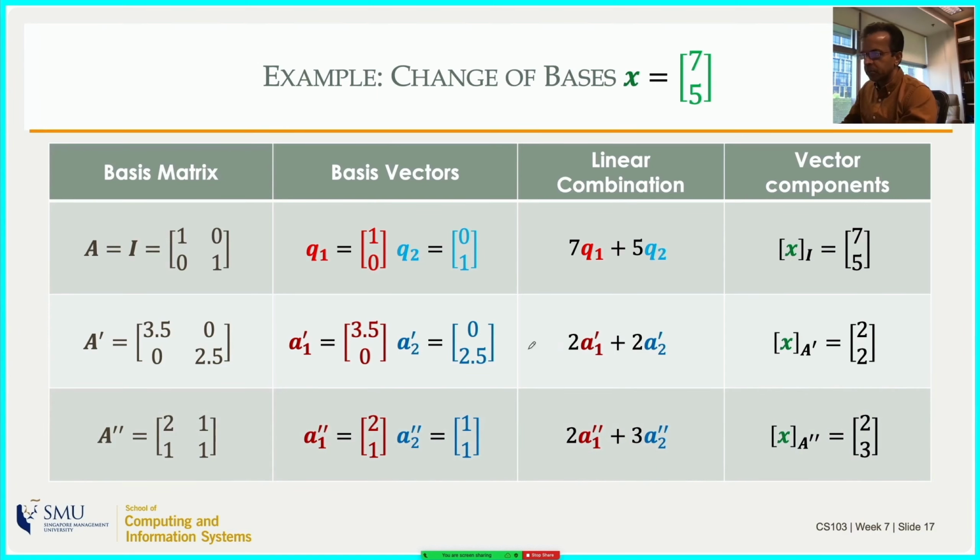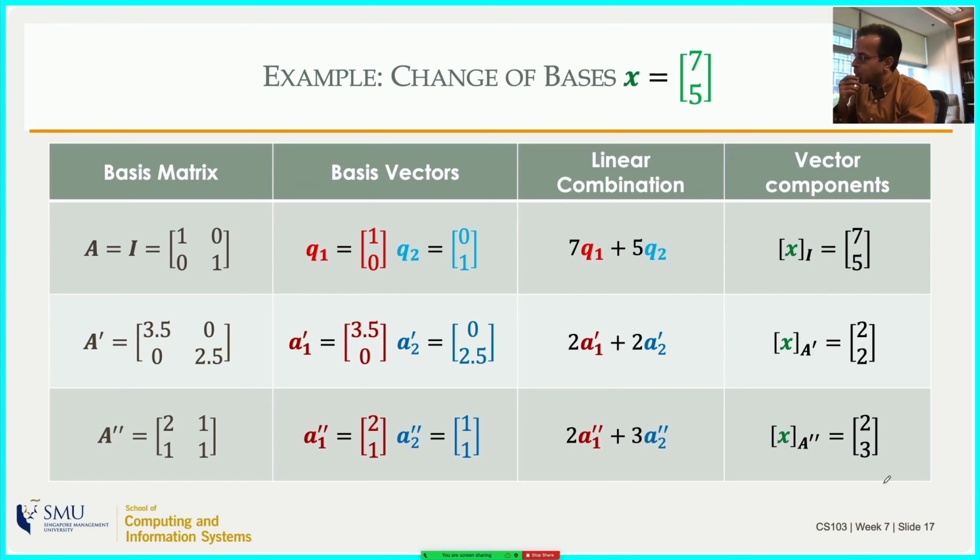And the third case, I had a more complicated one, not orthogonal this time. I have A1 double prime (2, 1), A2 double prime (1, 1). And we saw that this is the right linear combination that I needed, and that is unique. Every linear combination is unique. So that corresponds to a situation where you have a unique set of solutions, which is true when you have a full rank square matrix. So we saw that the components were 3 and 2.